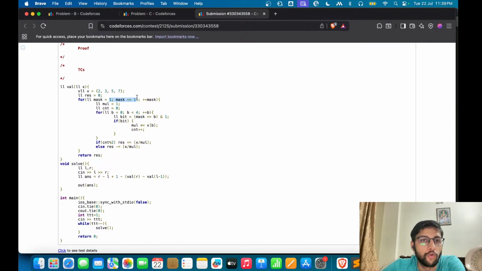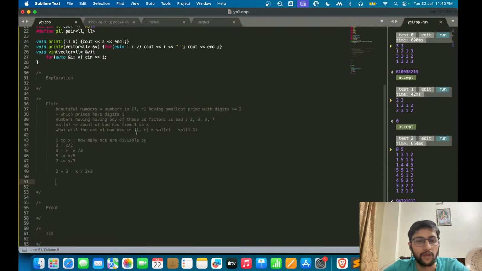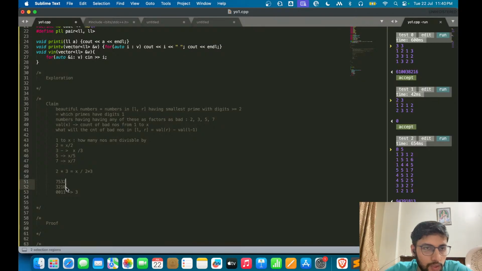So the mask is of 4-bit. A 4-bit mask can have a max value of 15, and this will represent what I'm including and what I'm not including. Simply, if I show you in an example, if the mask is 0, 0, 1, 1, this is 3. So this is the 3, 2, 1, 0 bits, with 7, 5, 3, 2. So my 0th bit will correspond to the 0th index, and this is 1. Since this is 1 here, I will include 2.